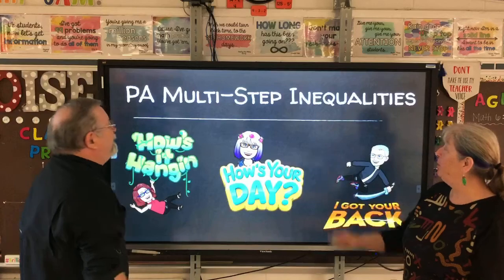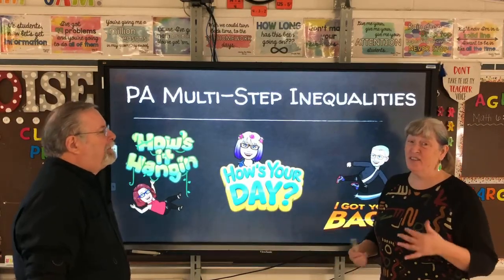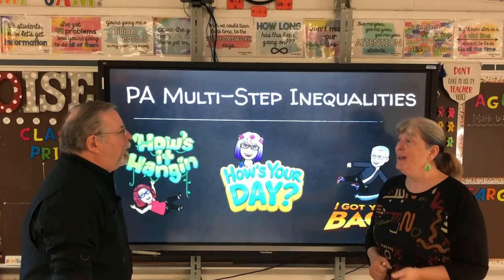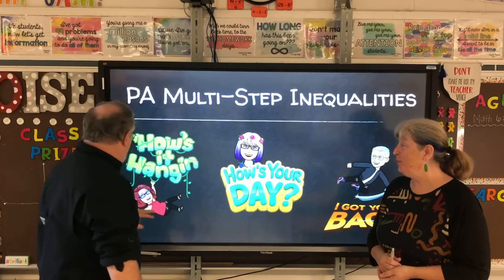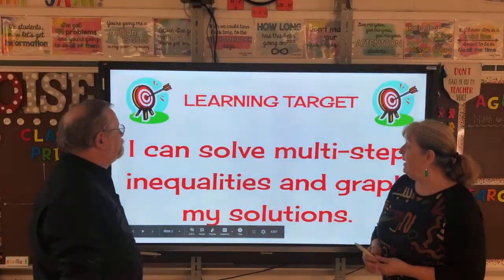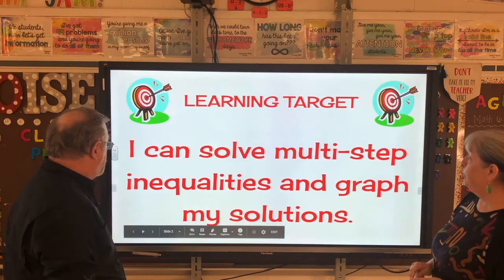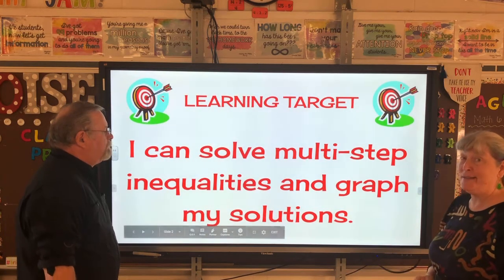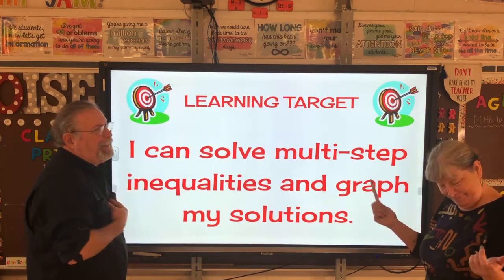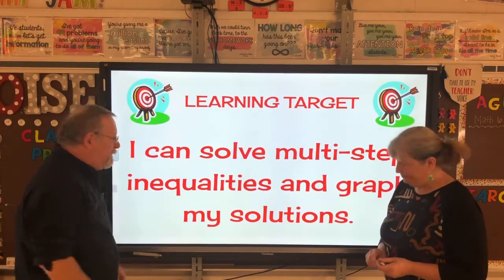Hey, we're here to work on multi-step inequalities. So this is kind of the wrap-up of inequalities. And yeah, sometimes there's more than one step. Our learning target: I can solve multi-step inequalities and graph my solution. Like always, inequalities, we're always going to graph them on those number lines.